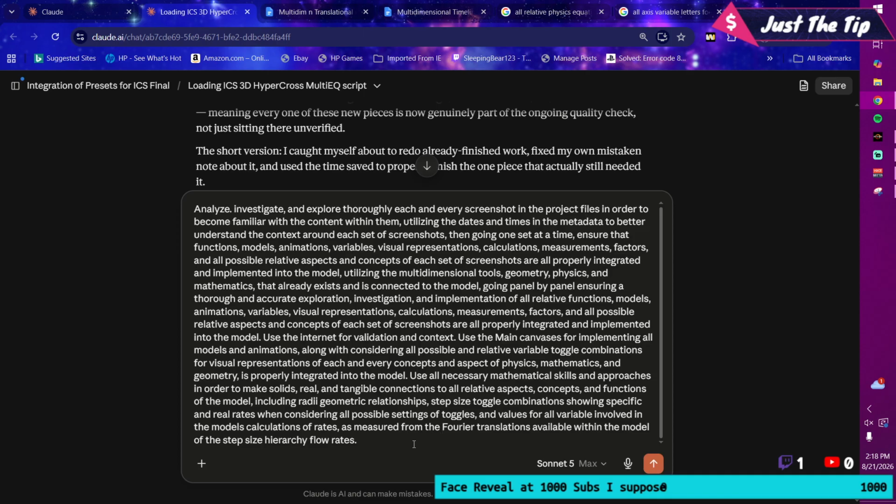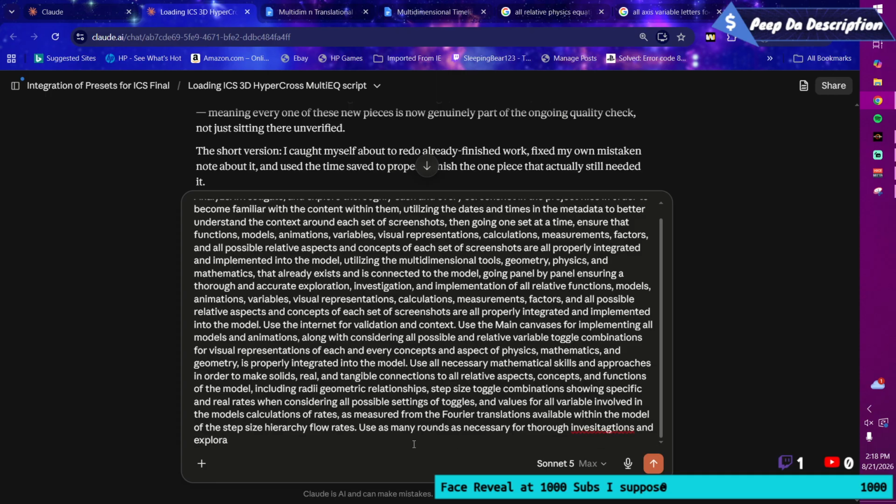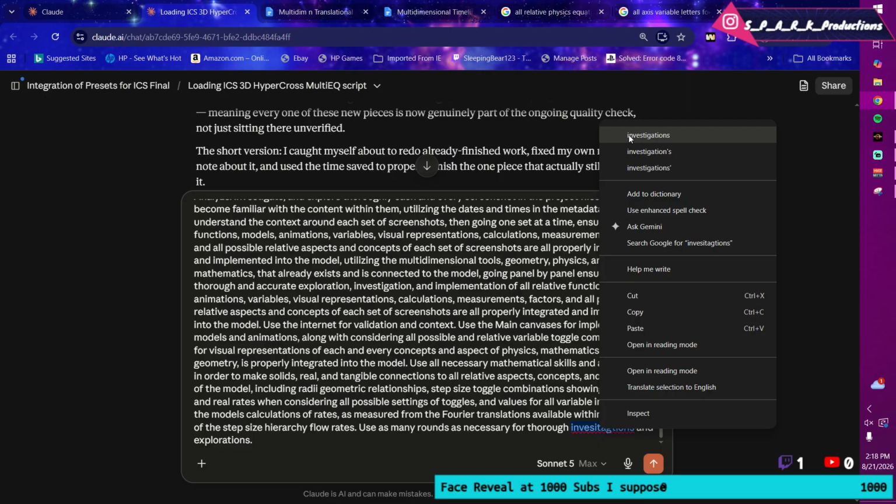No, use as many rounds as possible. Use as many rounds as necessary for thorough investigation and explorations. It doesn't really have a time frame, which is the only issue.